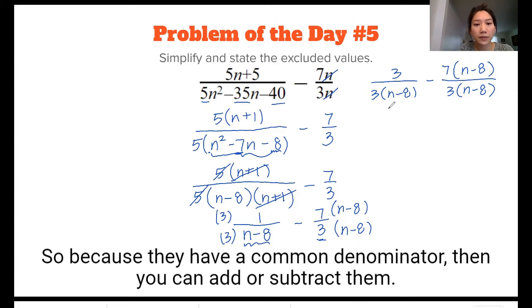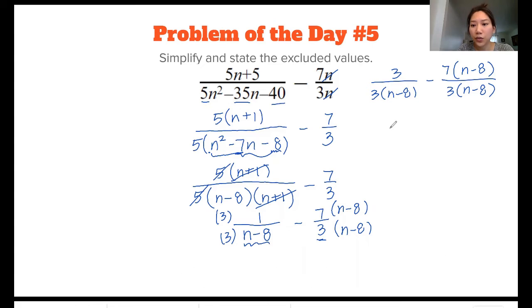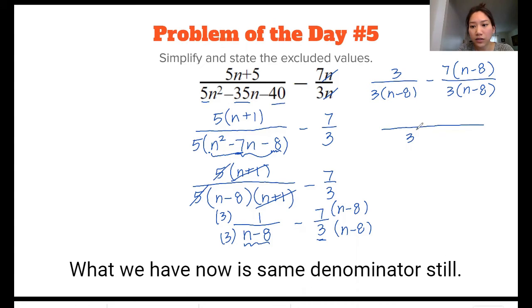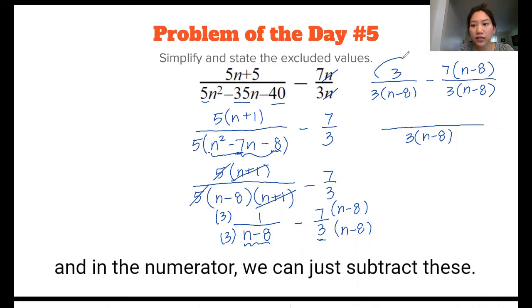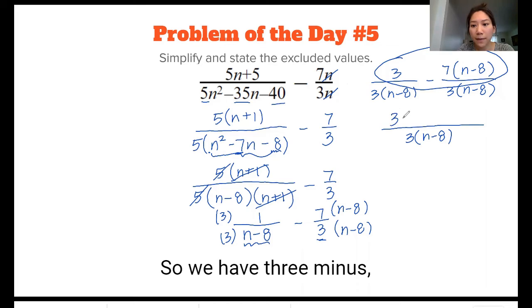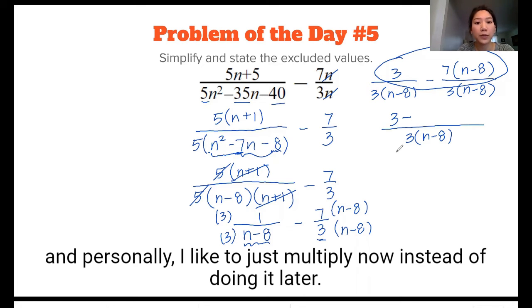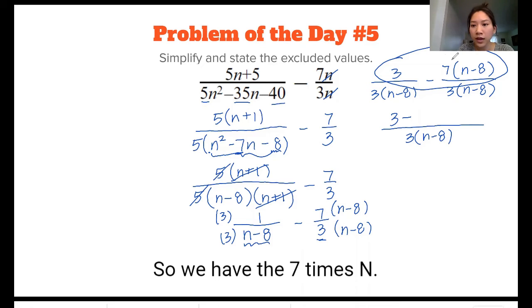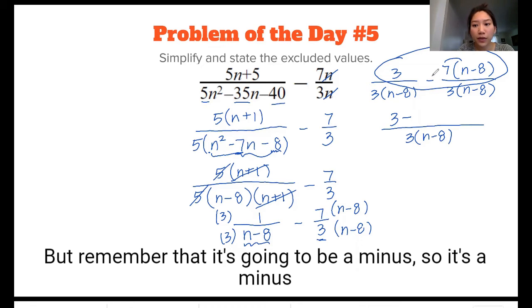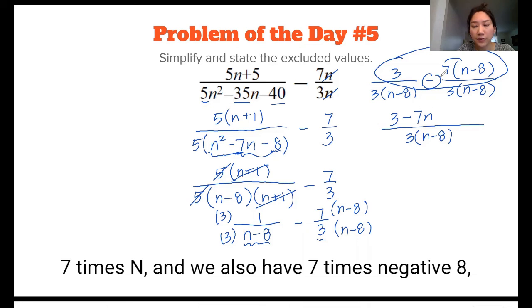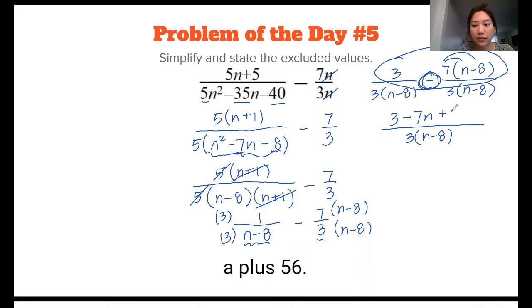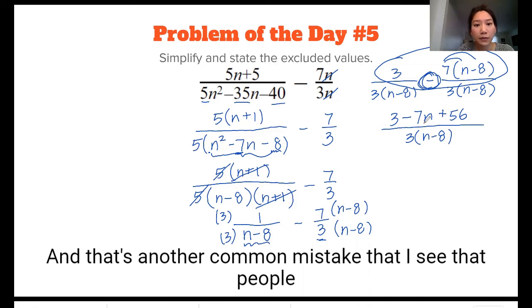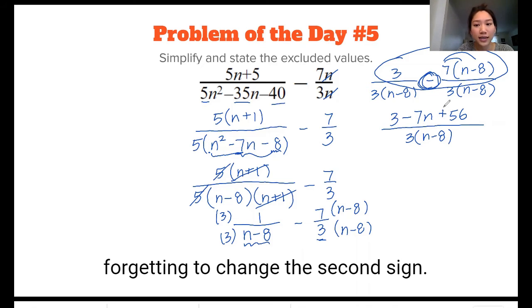Because they have a common denominator, then you can add or subtract them. So what we have now is the same denominator still, 3 times n minus 8. And in the numerator, we can just subtract these. So we have 3 minus, and personally, I like to just multiply now instead of doing it later. So we have the 7 times n, but remember that it's going to be a minus, so it's a minus 7 times n. And we also have 7 times -8, which gives us -56. But because we're subtracting -56, that really becomes a plus 56. And that's another common mistake that I see, people forgetting to change the second sign.